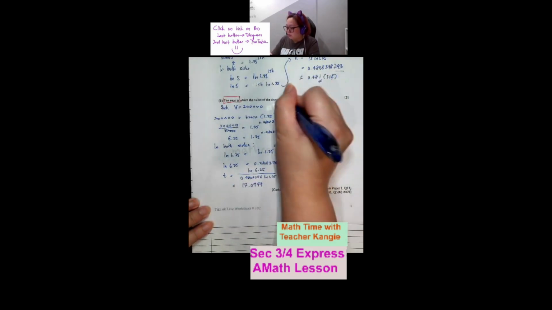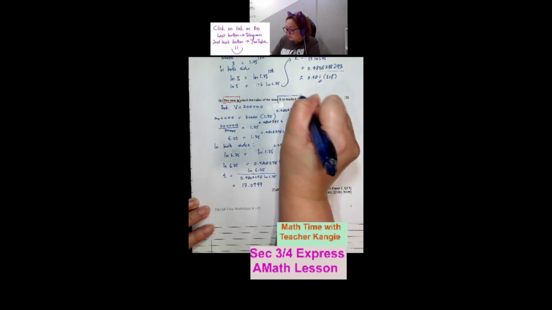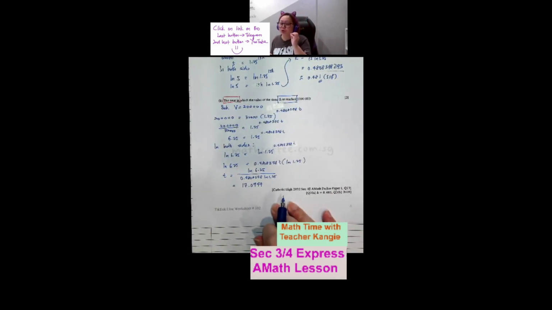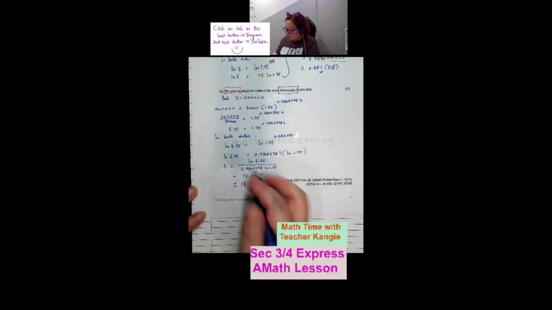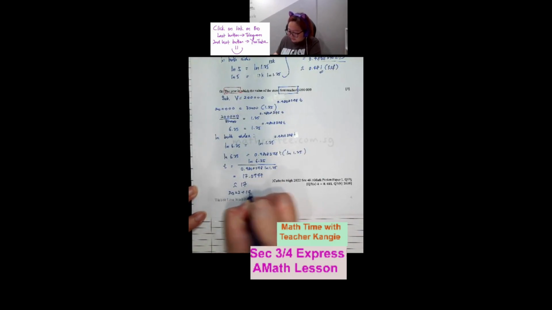Because they want the year in which it first reached 200,000, you cannot choose 18. Because 18, 19, 20 years later will definitely be more than 200,000. But they want the particular year whereby it first reached 200,000. So it's within the 17th year. Understand? So round it off to 17, and it's from year 2022, so 2022 plus 17 is 2039. Therefore it is year 2039. Done. Got it?